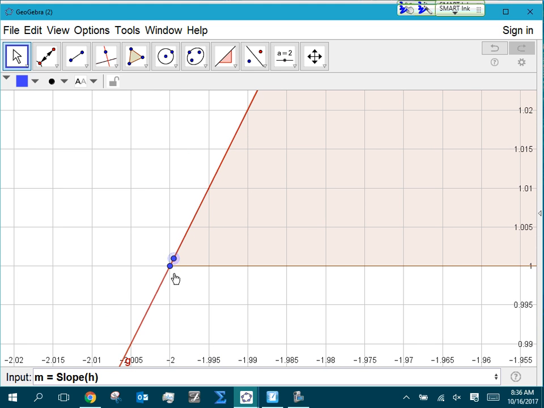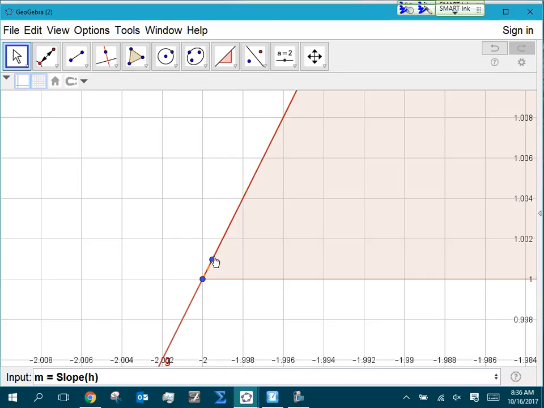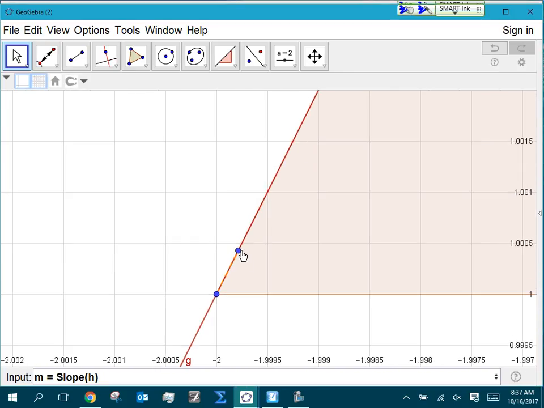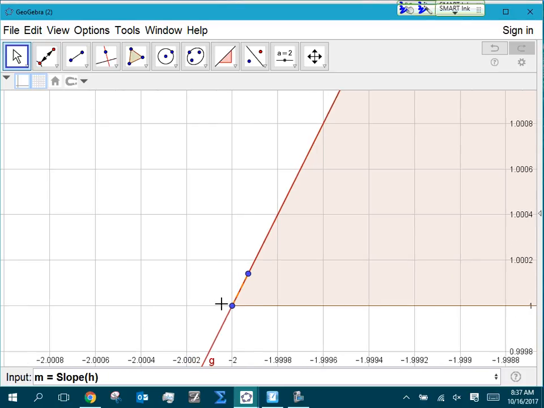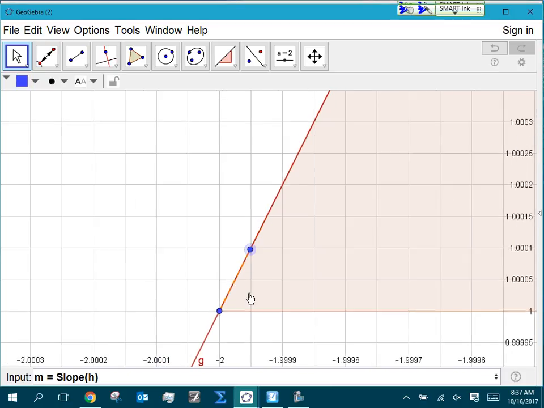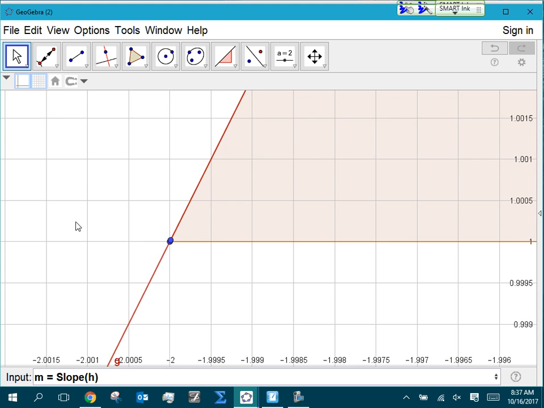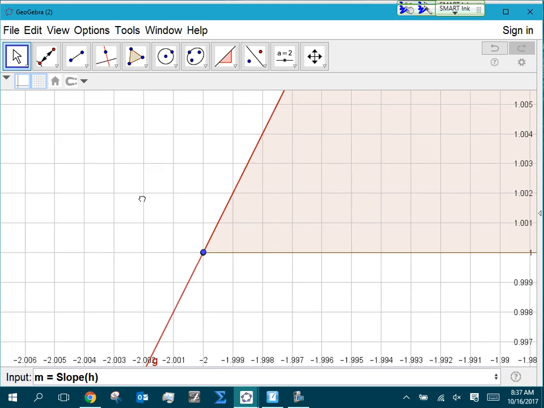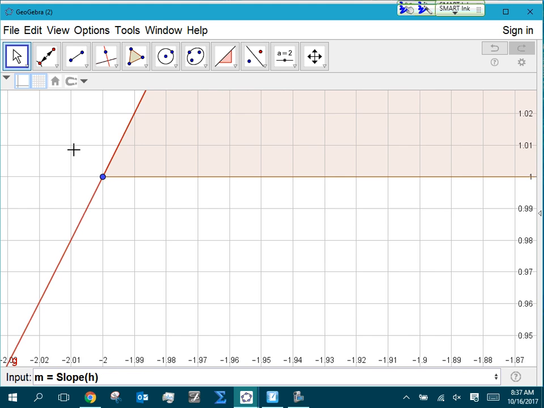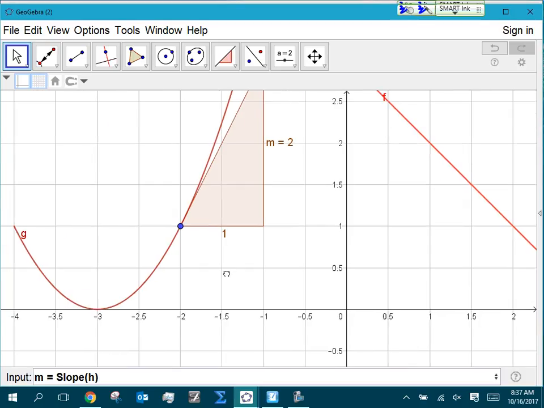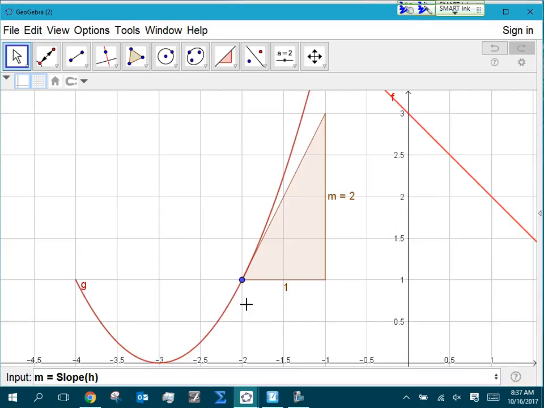So put them there. Zoom in, and I can keep getting them closer and closer to one another. And the more I zoom in and the closer I get them, the more and more accurate that slope is between those 2 points, using simply y2 minus y1 over x2 minus x1. It gives me a great idea that the slope of that curve at the point of -2 is actually 2.